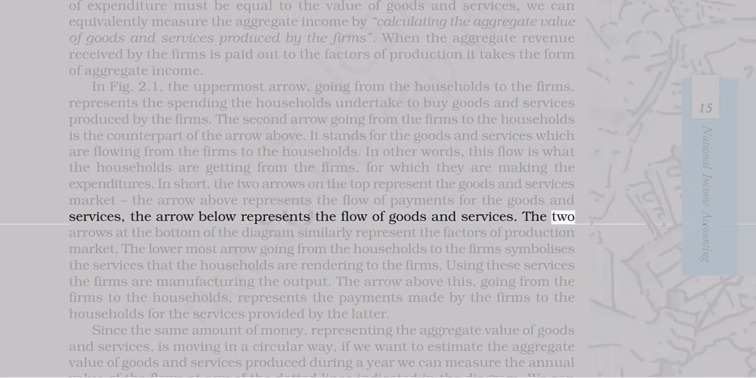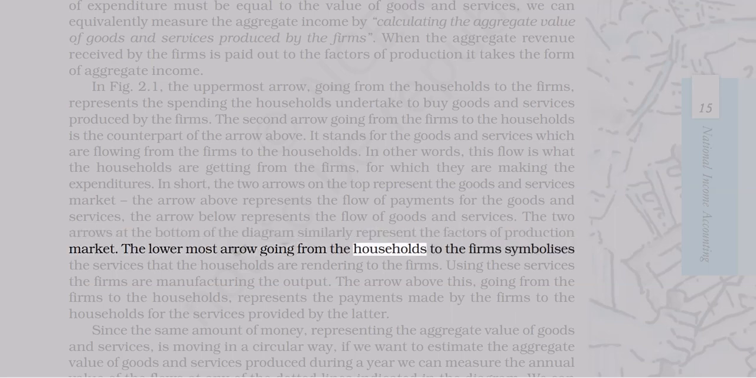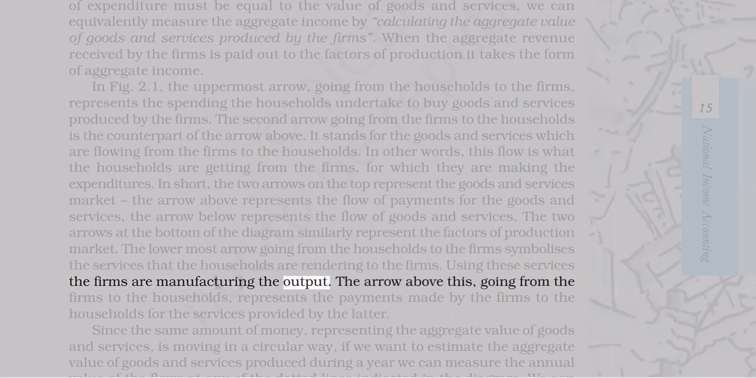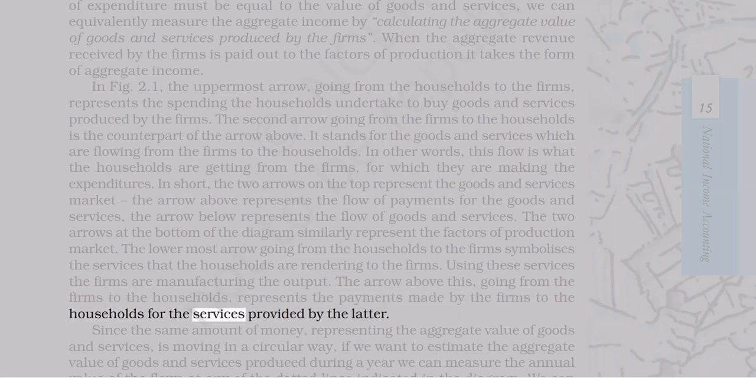The two arrows at the bottom of the diagram similarly represent the factors of production market. The lowermost arrow going from the households to the firms symbolizes the services that the households are rendering to the firms. Using these services, the firms are manufacturing the output. The arrow above this, going from the firms to the households, represents the payments made by the firms to the households for the services provided by the latter.